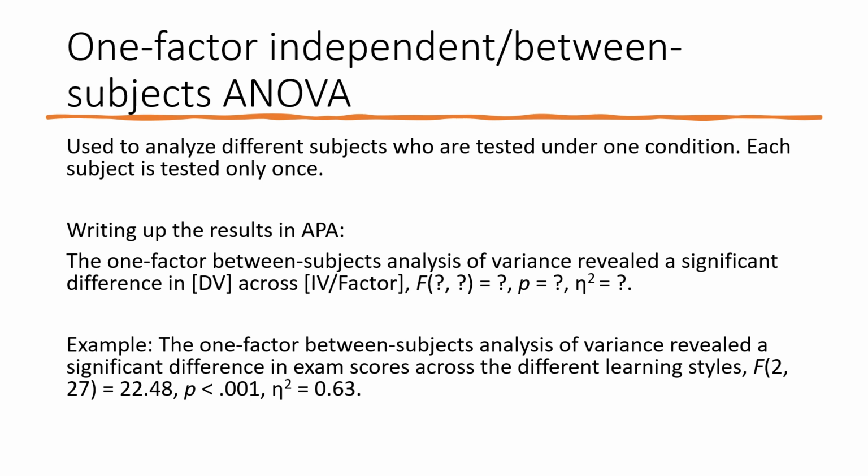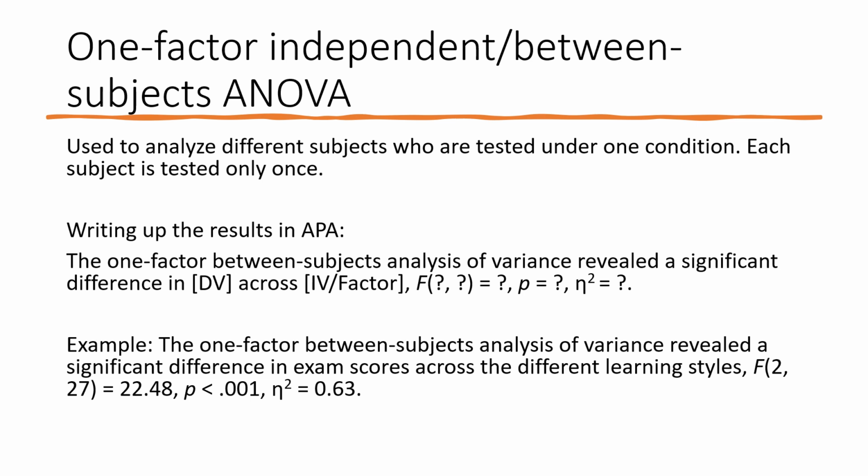Looking at one factor independent between subjects ANOVAs, these tests are used to analyze different subjects who are tested under one condition, and each subject is only tested once. When you go to write up these results in APA, you would say something along the lines of the one factor between subjects analysis of variance revealed a significant difference in your dependent variable across your independent variable or factors. And then you would report the full F test.